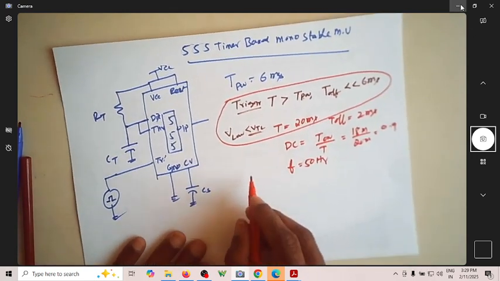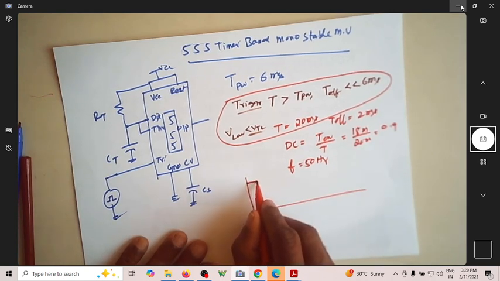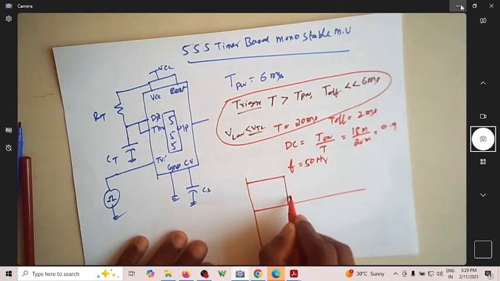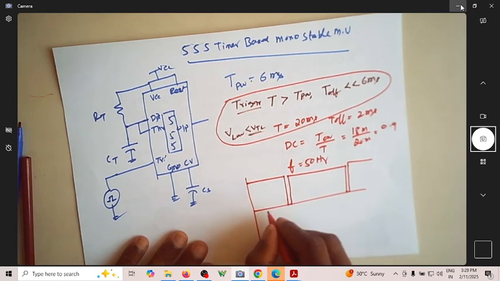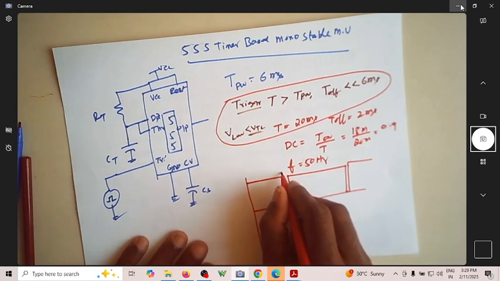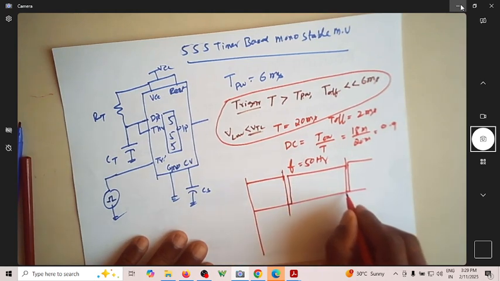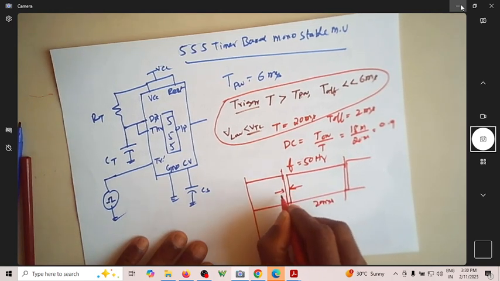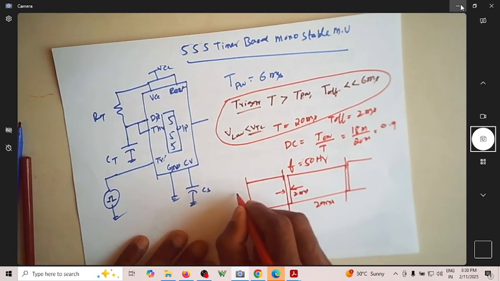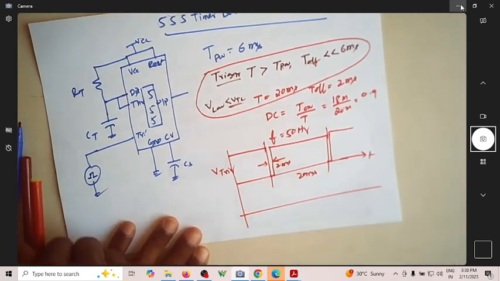So you have to have a trigger signal whose low should be something like this. This should repeat, and from here to here it should be 20 millisecond, and this should be hardly 2 millisecond. If this is your V trigger with respect to time, then I'll get an output voltage.